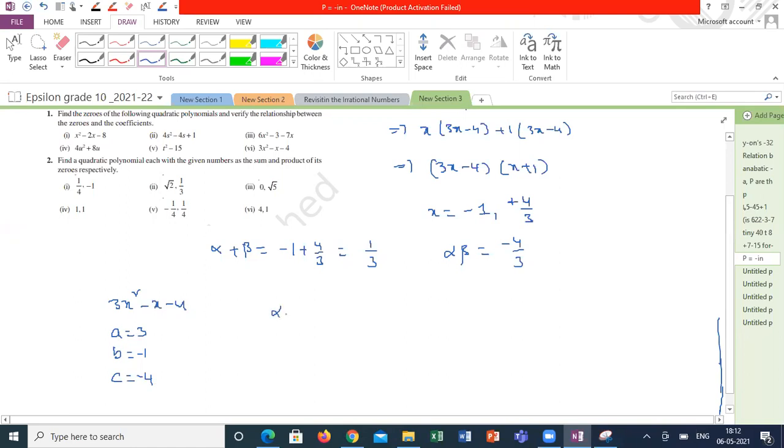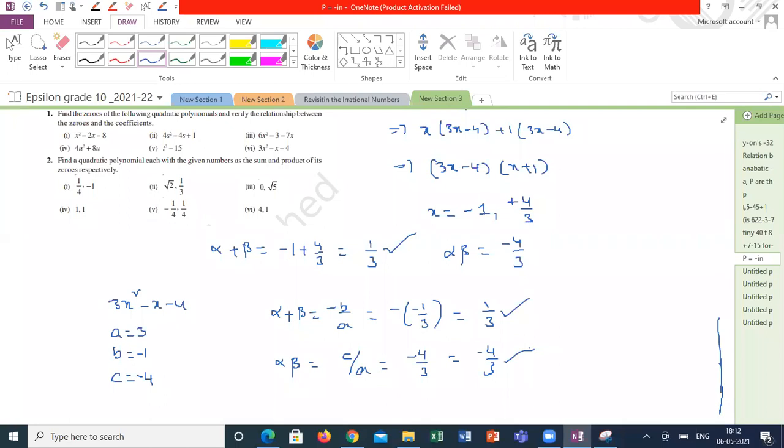So here the sum of the roots is minus b by a, that will be minus of minus 1 by 3, so plus 1 by 3. So the sum is verified. Product of the zeros is c by a, minus 4 by 3, so minus 4 by 3, the product is also verified. Is it clear? Yes, sir. Shall I go for the next question?